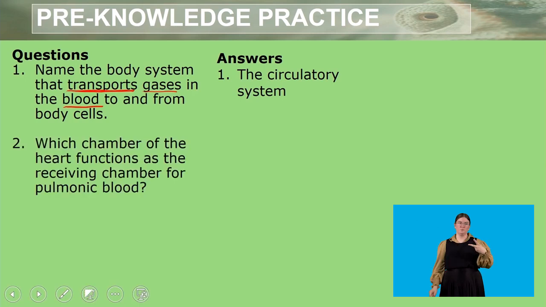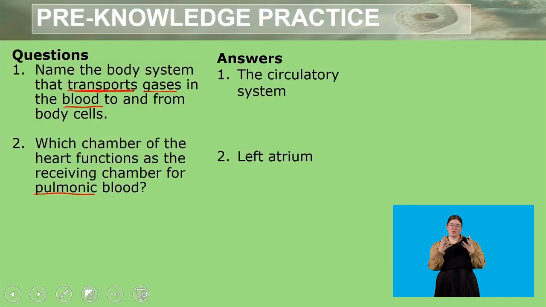Question 2. Which chamber of the heart functions as the receiving chamber for pulmonic blood? Okay, we know about the 4 different kinds of chambers, the 2 atria and the 2 ventricles. And pulmonic, we also know that that refers to the lungs. So it's basically which chamber of the heart receives blood coming in from the lungs. And the answer to that would be the left atrium.